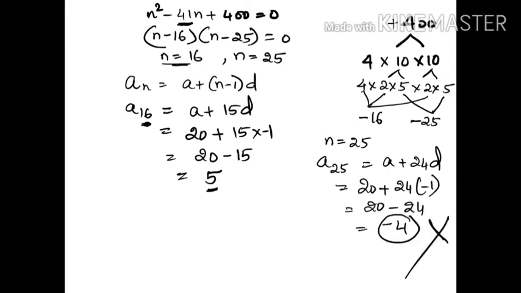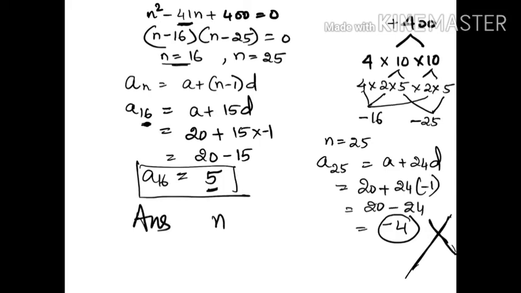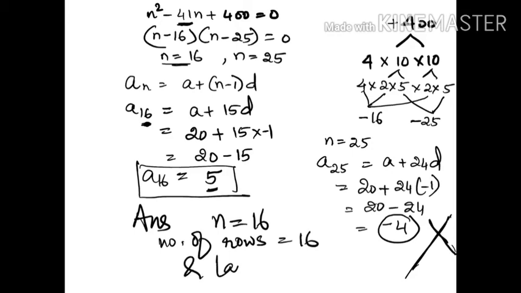Number of logs cannot be minus 4. Therefore, the correct answer is n equal to 16, that is number of rows is equal to 16. And the last row will have 5 logs.